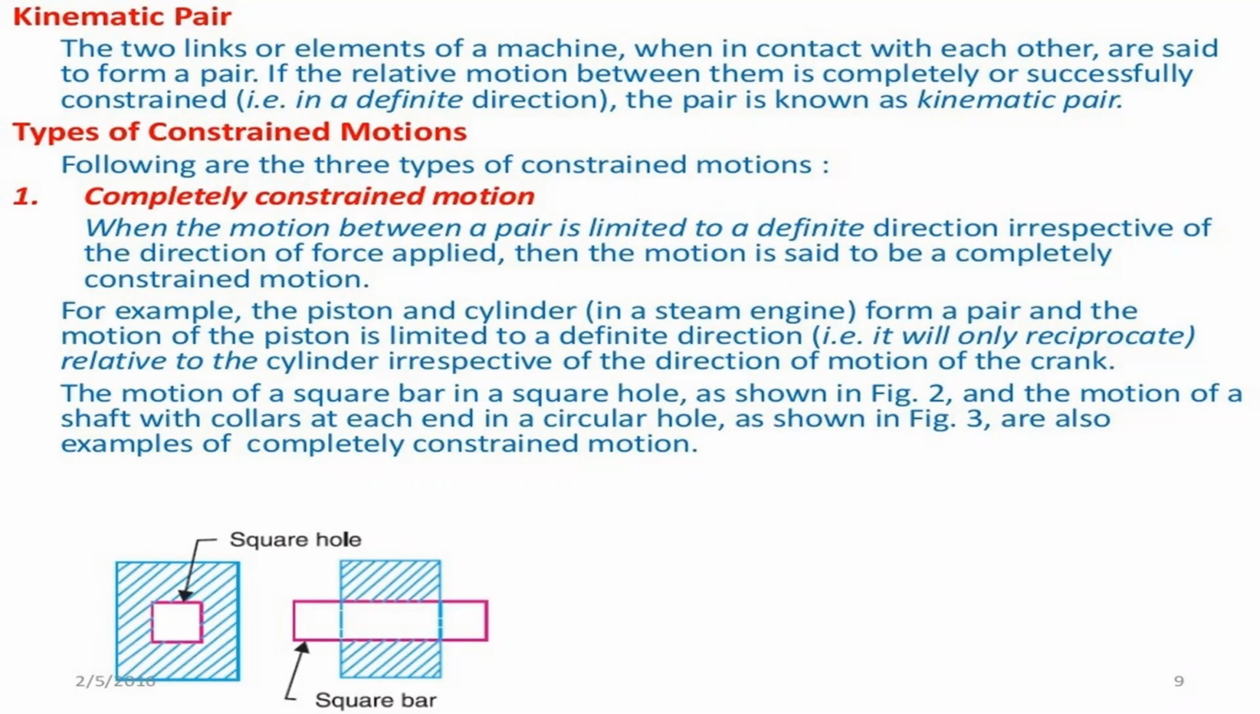And relative to the cylinder, irrespective of the direction of motion. Next one, in the second picture, the motion of a square bar in a square hole, and we can see it in the third mode also, the motion of the shaft with collars at each end in a circular hole. So these are all examples of completely constrained motion. That is used to move in only one direction.